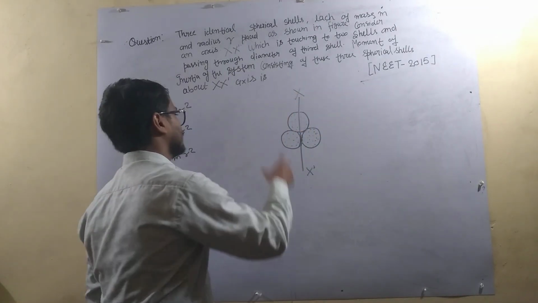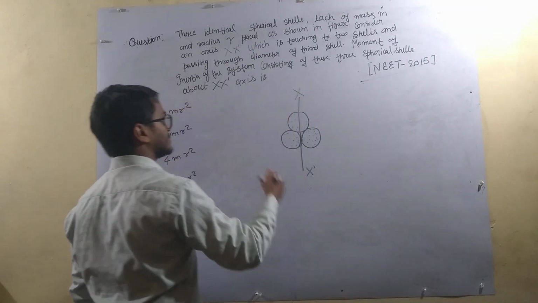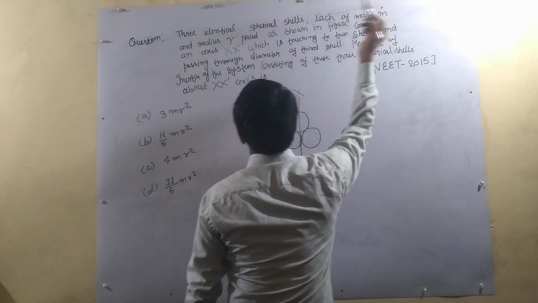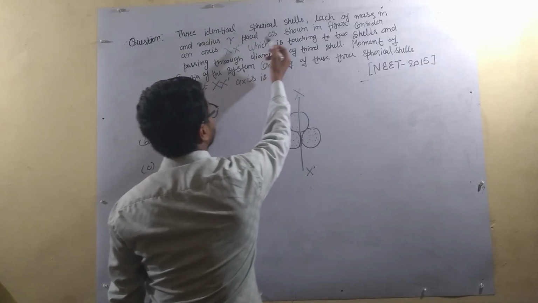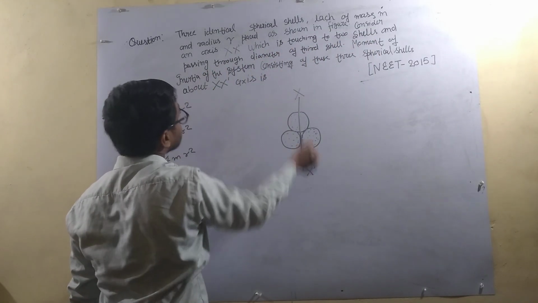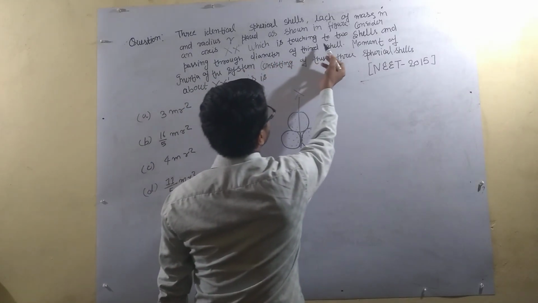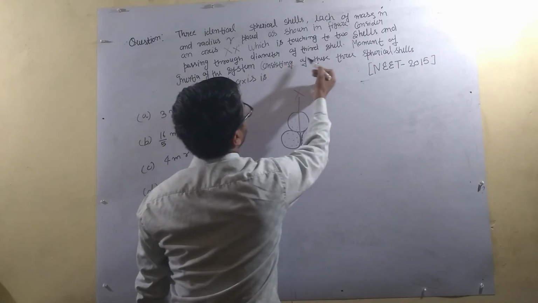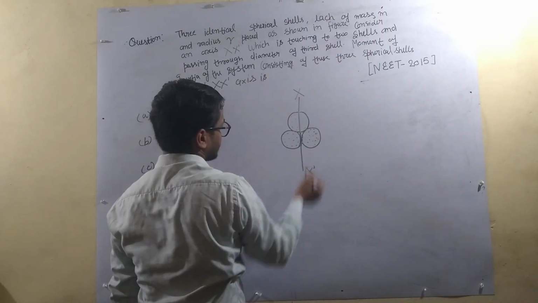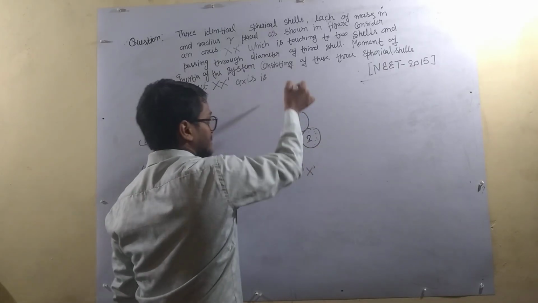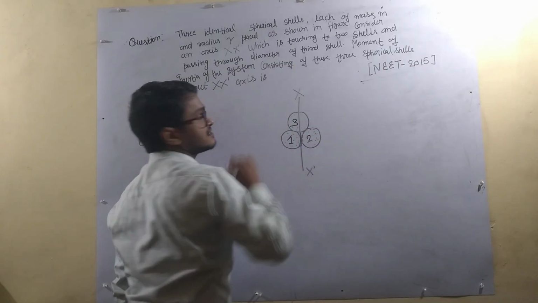Today we will discuss this question. Let's first read this question. Three identical spherical cells, each of mass m and radius r, are placed as shown in the figure. Consider an axis x dash which is touching two cells and passing through the diameter of the third cell. Suppose this is 1, this is 2, and the axis passes through the diameter of the third cell.